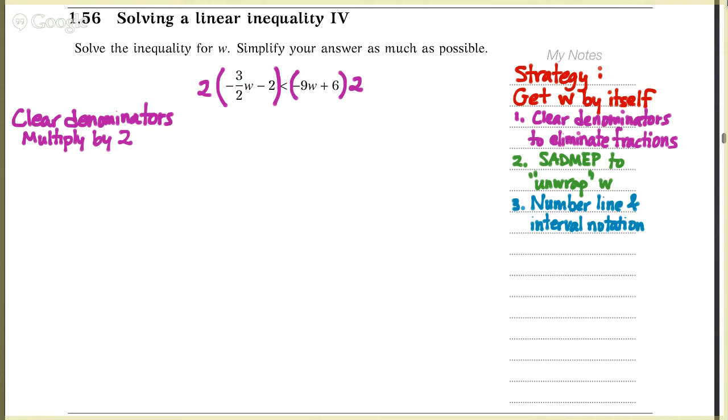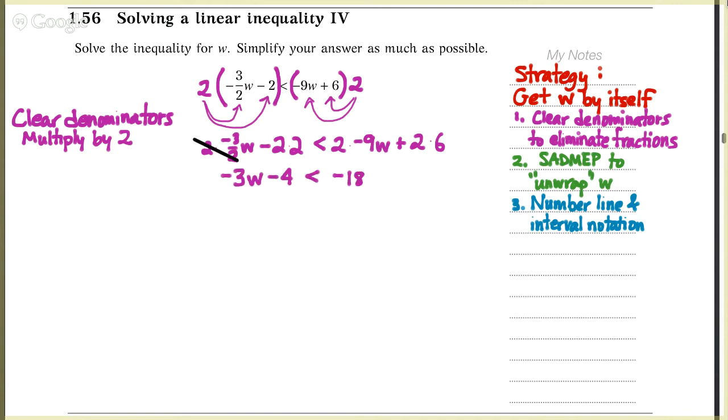If I multiply everything by 2, distributing the multiplication over the addition and subtraction, then -3/2 times 2 is going to become -3 in the beginning, and that was the only fraction that we had. And after our denominators have been cleared, again distributing that multiplication, we get the new inequality, -3W minus 4 is less than -18W plus 12. So our clearing denominators step is all finished.